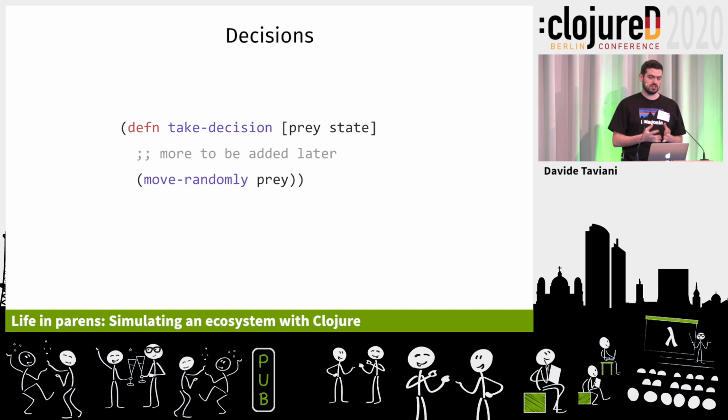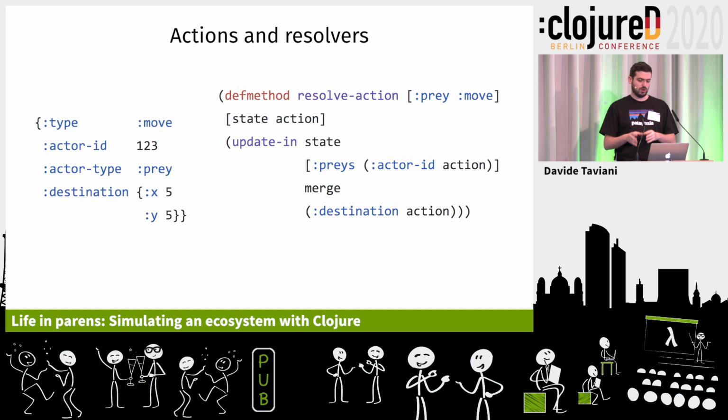So this is the most important function in our simulation, because now we can encode the behavior of these creatures. Now, we don't really decide anything yet, so let them move randomly. And I want to show you an example of an action and a resolver. An action is just a map, and it has three essential fields: type, actor ID, and actor type. And of course, it will also have a payload depending on the action. In this case, the move action will just have a destination with an X and Y.